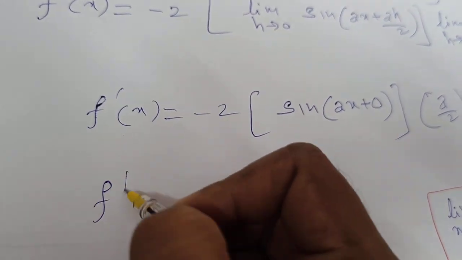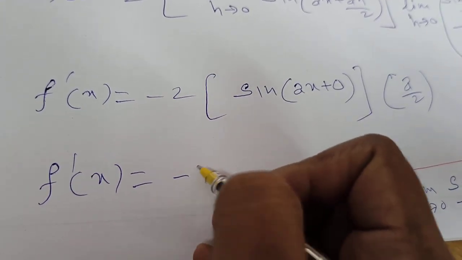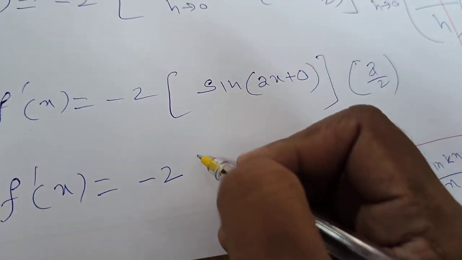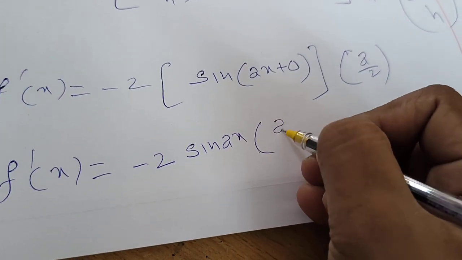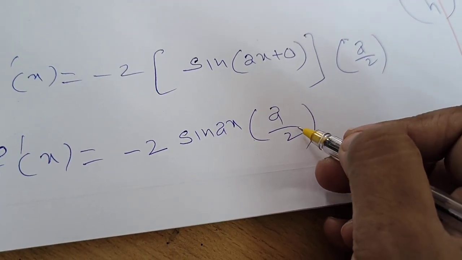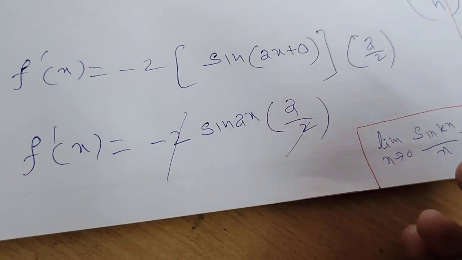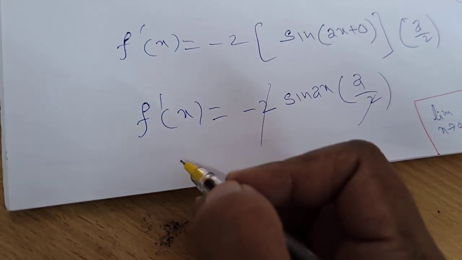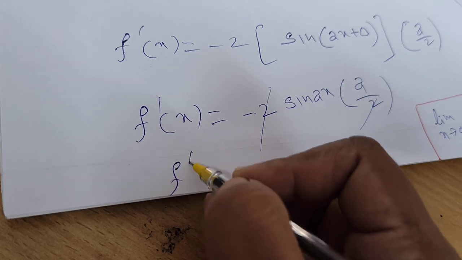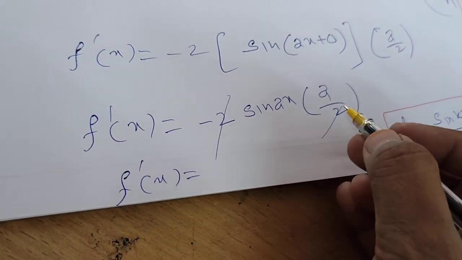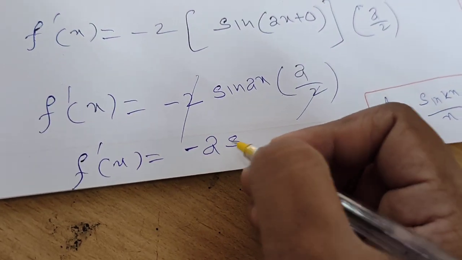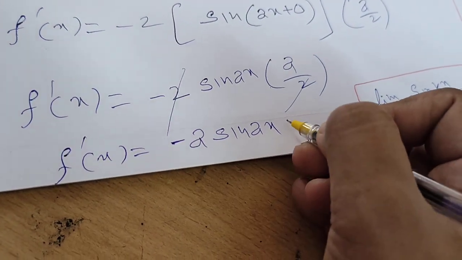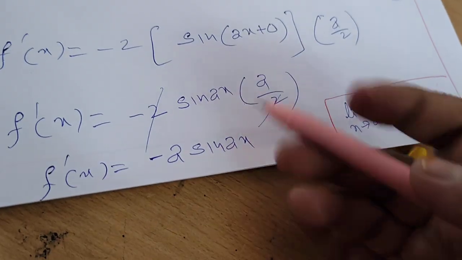Now this becomes f dash of x is equal to minus 2 sin ax into a by 2. Cancel this 2 from numerator and denominator. So the required answer is f dash of x is equal to minus a sin ax. This is the required answer.